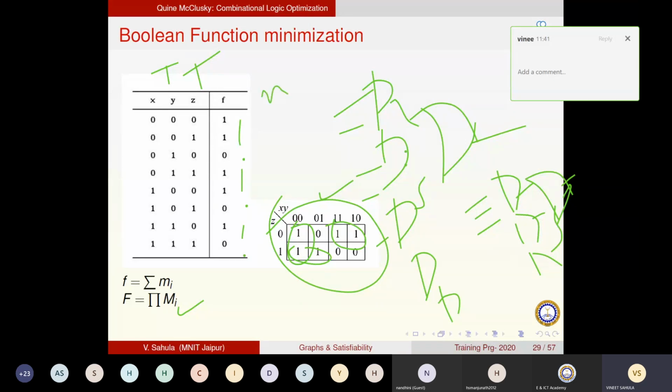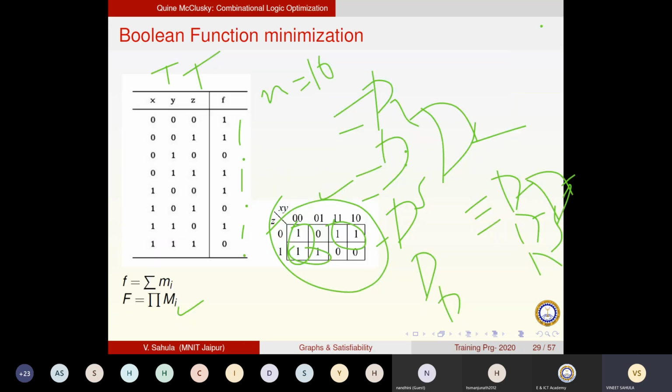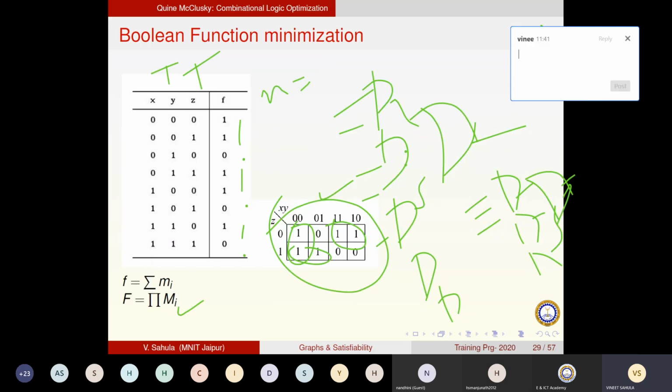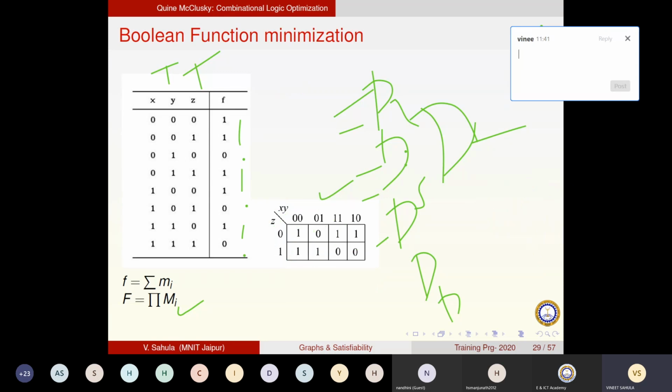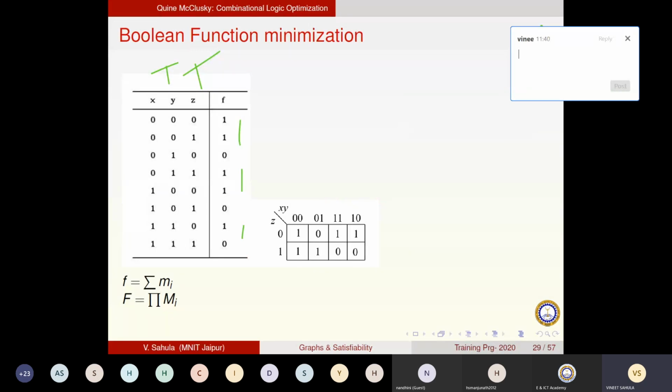For n equal to 10, I don't know whether a blank slide is there. It's not there. So I will just try to undo all these markings. On this slide, I have a function of size 3. N is 3 here, 3 inputs. If you presume n to be 10, this table will be of how much size?